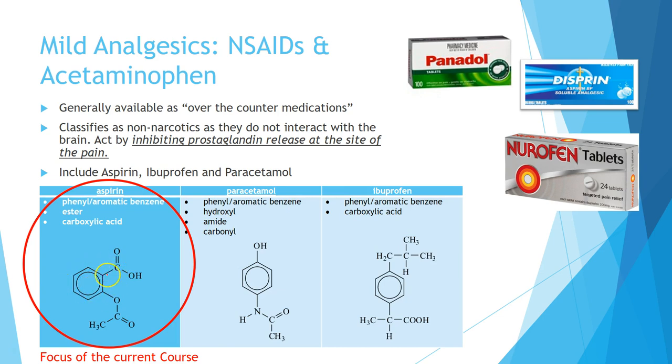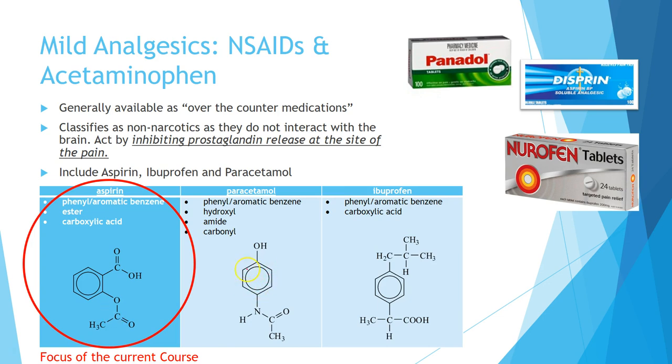You can see here we've got the structures of each of them here, where we have aspirin, which has our phenyl aromatic benzene, an ester functional group, and a carboxylic acid. If you're not familiar with your functional groups, please make sure that you review them. Being able to identify different functional groups in our pharmaceutical products is a key aspect that we need to be able to do in our option.